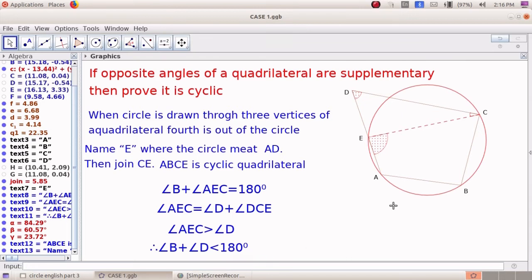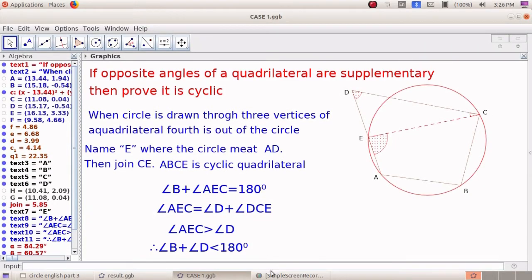Hence we see when a circle is drawn through three vertices of a quadrilateral, if the fourth vertex is out of the circle, then the angle at that vertex, that is angle D, with the opposite angle together, their sum will be less than 180 degrees. Now let us see the other case. When the fourth point is inside the circle, what will be the sum? Okay, let us check.